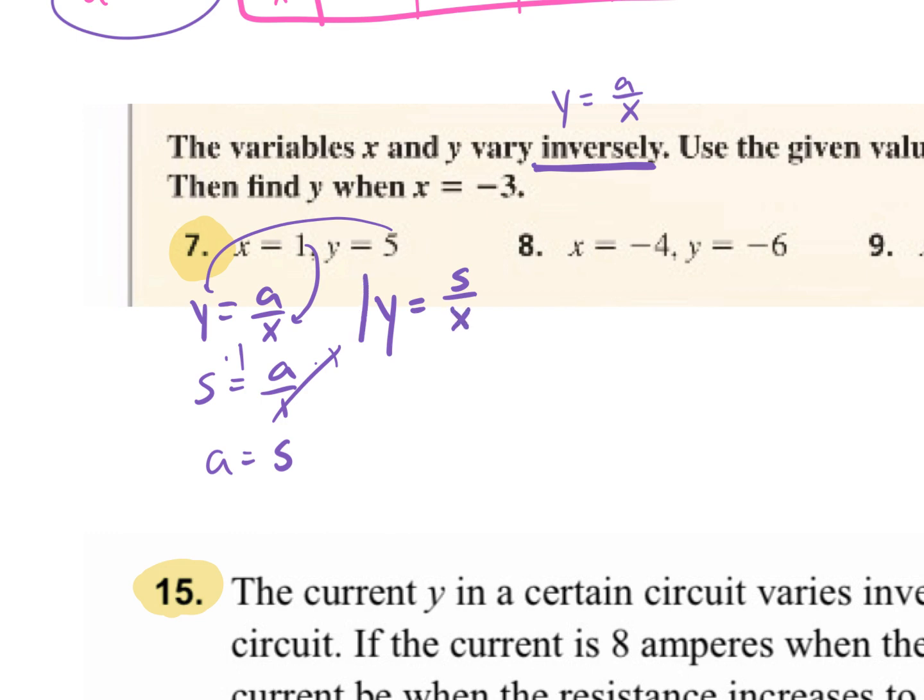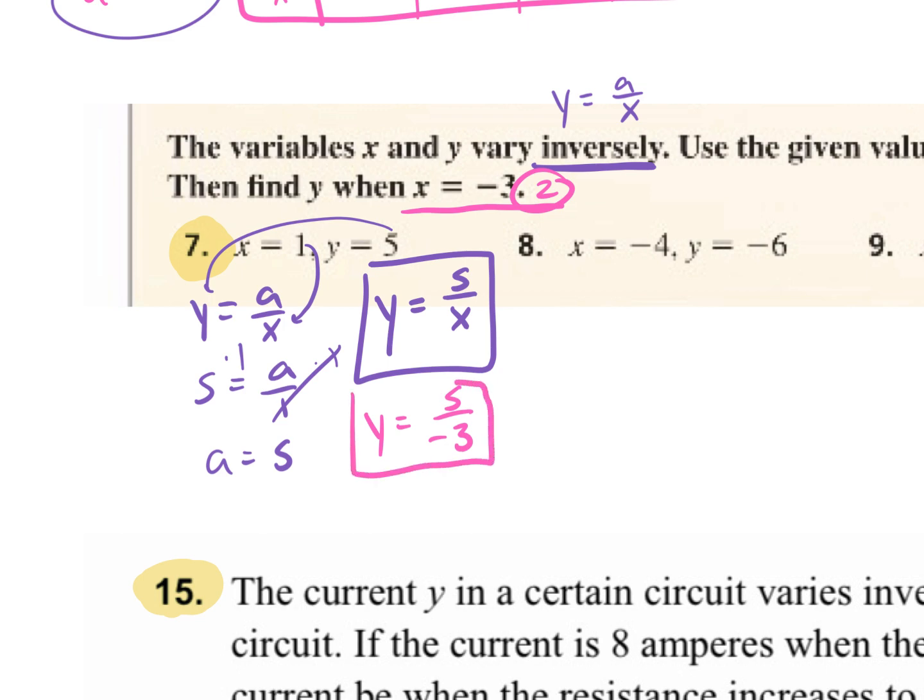Y equals 5 over x. Perfect. For your equation, you're going to have the variables x and y in it. The only number that you're plugging in is a. Now for the second part of this question, it says find y when x is equal to -3. So I'm going to plug in -3 into x. So y is equal to 5 over -3. Divide if you can, simplify, but here we can't simplify. So we can just leave it as 5 divided by -3.